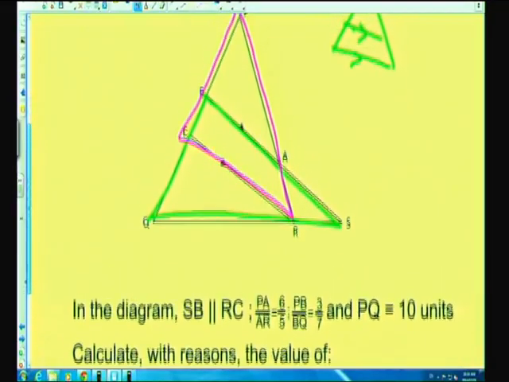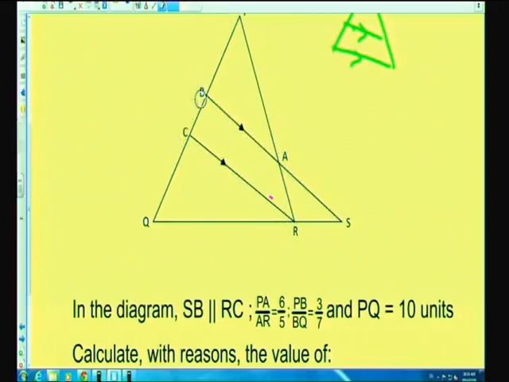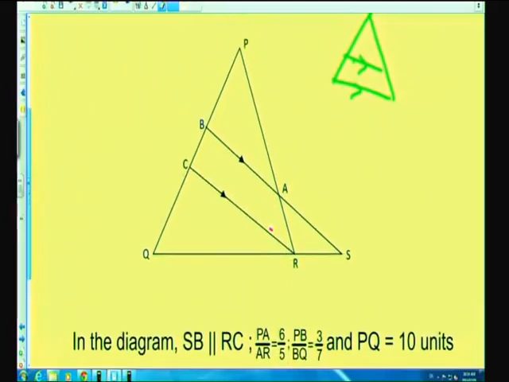It says, in the diagram, SB is parallel to RC, which we knew because they had the parallel lines marked in. They tell me that PA to AR. So PA, in fact, I think I'm just going to undo this or rub out this color, just so we can put the values in, and we'll come back to the color later on, because I think it'll just make it easier to not have the drawing looking too messy at this stage. So PA to AR.